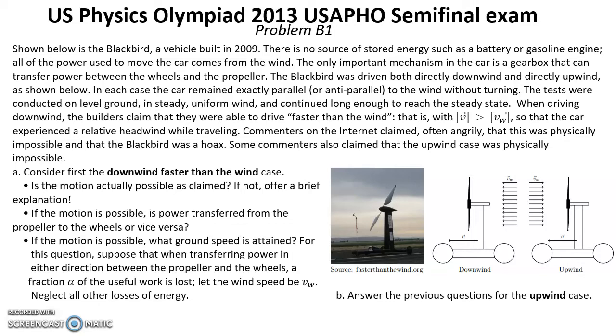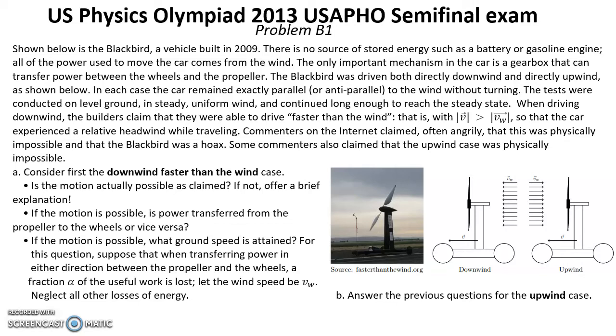When driving downwind, the builders claimed that they were able to drive faster than the wind, that is, with a speed v greater than the speed of the wind, so that the car experienced a relative headwind while traveling. Commenters on the internet claimed, often angrily, that this was physically impossible and that the Blackbird was a hoax. Some commenters also claimed that the upwind case was physically impossible.